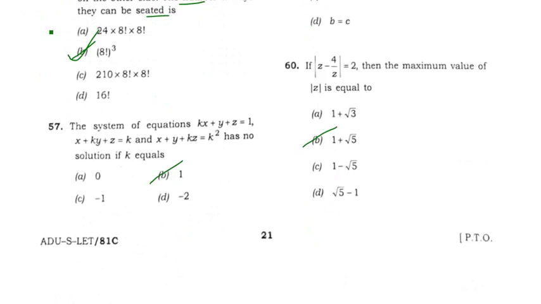The system of equations kx plus y plus z equal to 1, x plus ky plus z equal to k, and x plus y plus kz equal to k square has no solution if k equal to 1. So this is a question of triple variables.